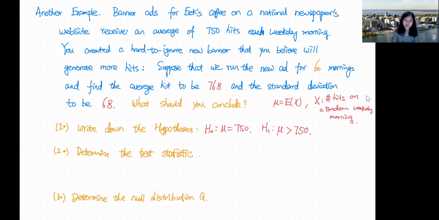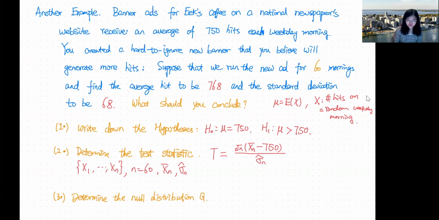What do you want your test statistic to be? Now you have collected a sample x1 to xn from n mornings, where n is 60, and you have your sample average and your sample standard deviation. How do you create your test statistic? Because you're testing about the sample mean, it's reasonable to use the t-statistic, which is square root n times (X n bar minus 750) divided by the sample standard deviation.